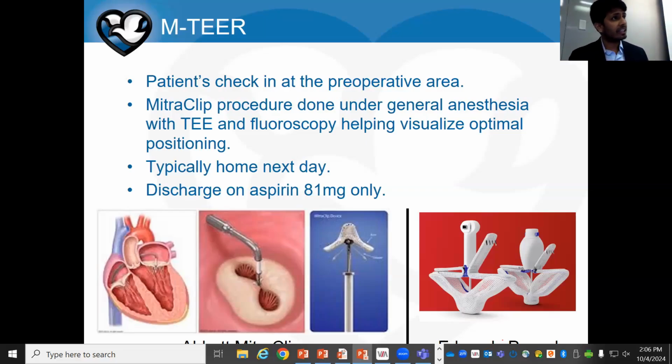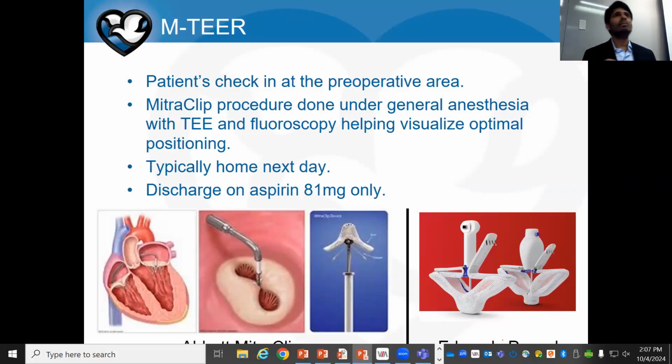It is a technically challenging procedure, but we are lucky that we have a great team of imagers who do a fantastic job with transesophageal echocardiogram during the procedure, and we have very experienced operators who are very comfortable with doing these procedures. So usually for us, it takes about 1 to 2 hours for doing these procedures. Most of these patients go home the next day.